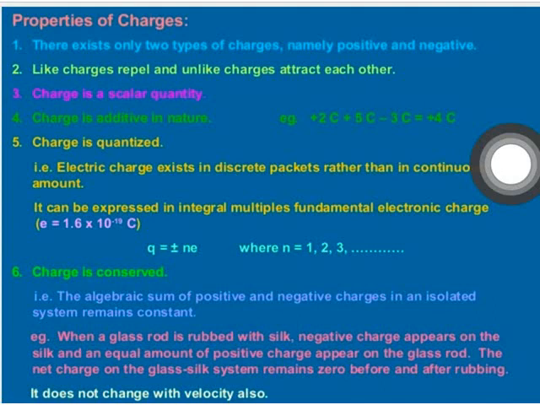Now, let's understand the cause of the quantization. The basic cause of the quantization of electric charge is that during rubbing, only an integral number of electrons can be transferred from one body to another. Now, let's do a numerical problem on this. You will solve it and we will discuss the solution of this question in the next part.